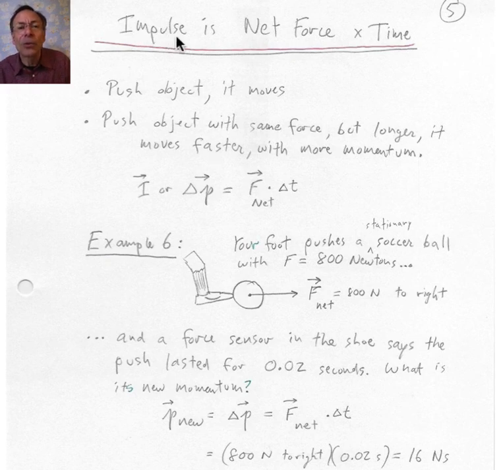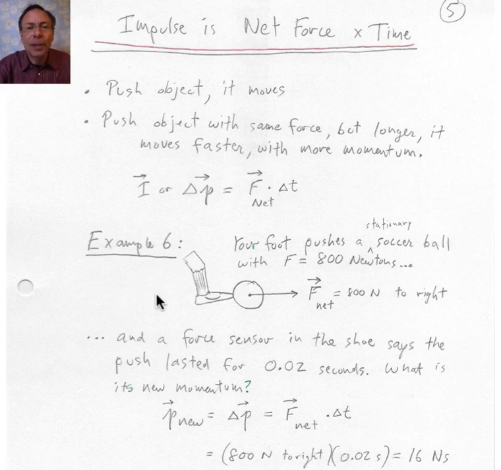Impulse is delta P, change in momentum, is net force times time. In other words, this is where that change in momentum is going to come from. It's going to be force times time. Obviously, if you push an object, it will move. And if you push an object with the same force, but you push it for a longer time, it will move faster, right? It all makes sense, with more momentum. And so we can write this simple formula. The impulse is the net force times the time interval during which the force is pushing.